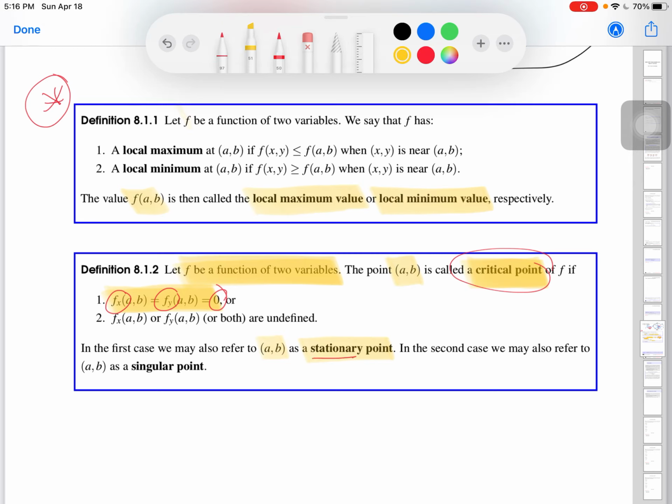In the second case, where fx or fy or both are undefined at (a, b), we may refer to that as a singular point. That's notation that should conjure up some cusp or kink, some non-smooth nature in the graph.